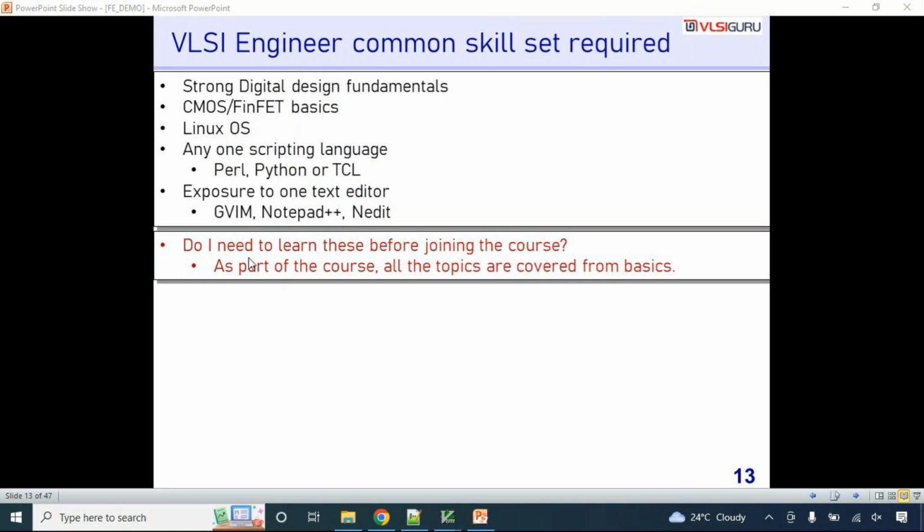So next question is, do I need to learn these before joining the course? Not required as part of the course. All these topics are covered from the basics. We don't expect you to come with any prior knowledge. Everything will be taught from the basics.